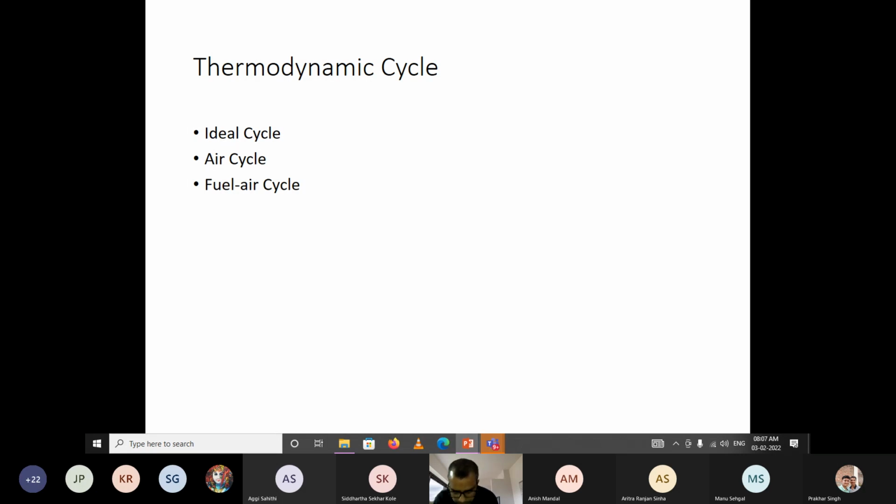I'm assuming that you have already gone through it in detail in your thermodynamics. Here I'm just trying to touch on it. So in thermodynamic cycles, as far as the Otto cycle and the diesel cycle are concerned, there are different cycles depending upon what kind of assumptions you are making: the ideal cycle, air cycle, fuel air cycle, and the actual cycle.